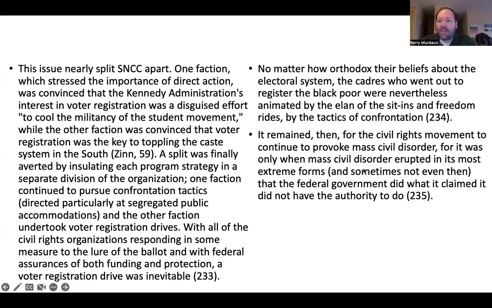It remained then for the civil rights movement to continue to provoke mass civil disorder, for it was only when mass civil disorder erupted in its most extreme forms, sometimes not even then, that the federal government did what it claimed it did not have the authority to do. So that's a very revealing thing also. They're basically saying that only when you put pressure on the federal government does it actually act.